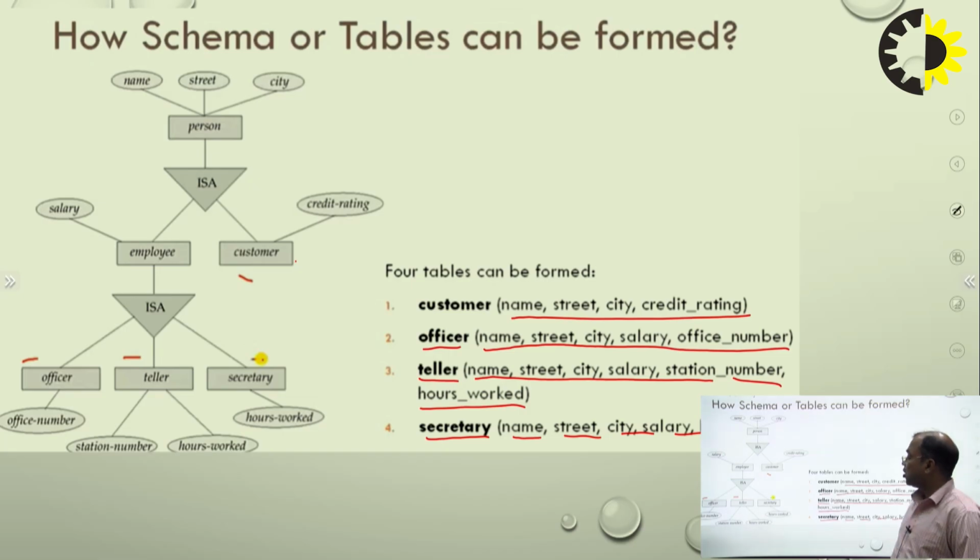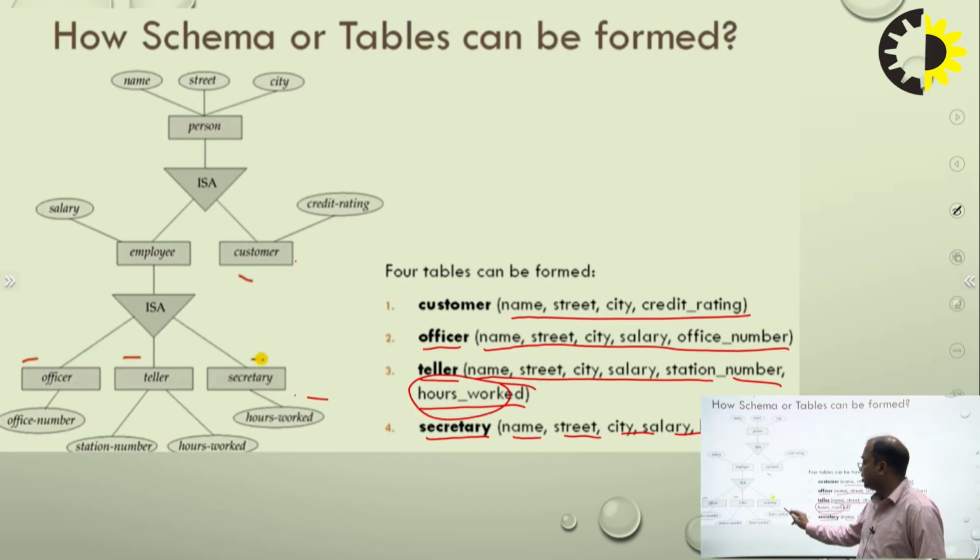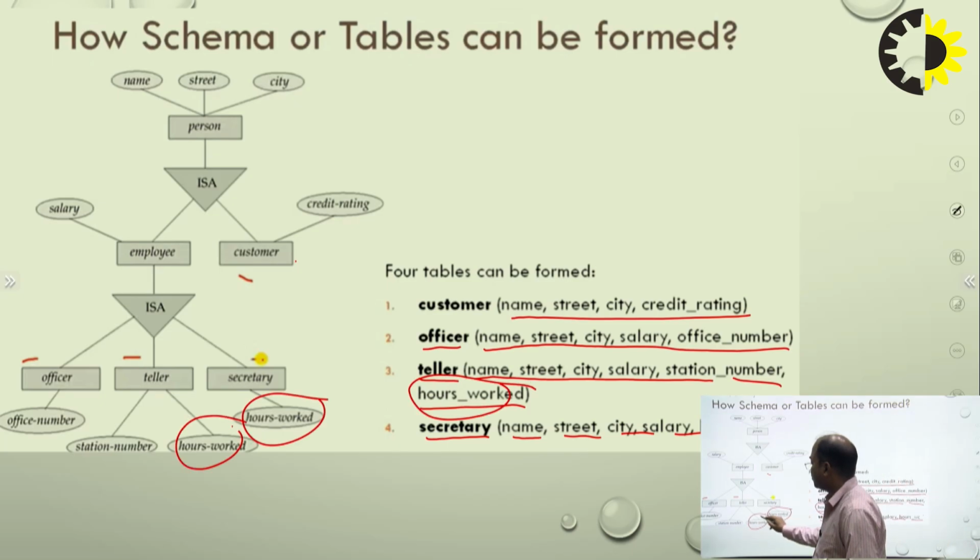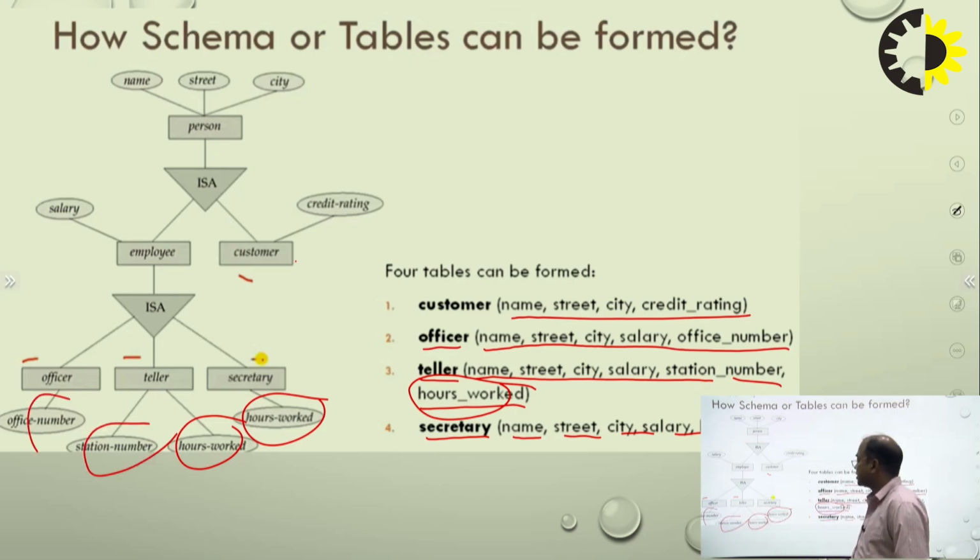That is how we can create these in table form. So these are the tables of every entity. The secretary table, teller table, officer table, employee, customer, and person tables can be created. One of the attributes may be different from all these, that is hours worked, and we can say station number and officer number. So this is what the secretary's work is.